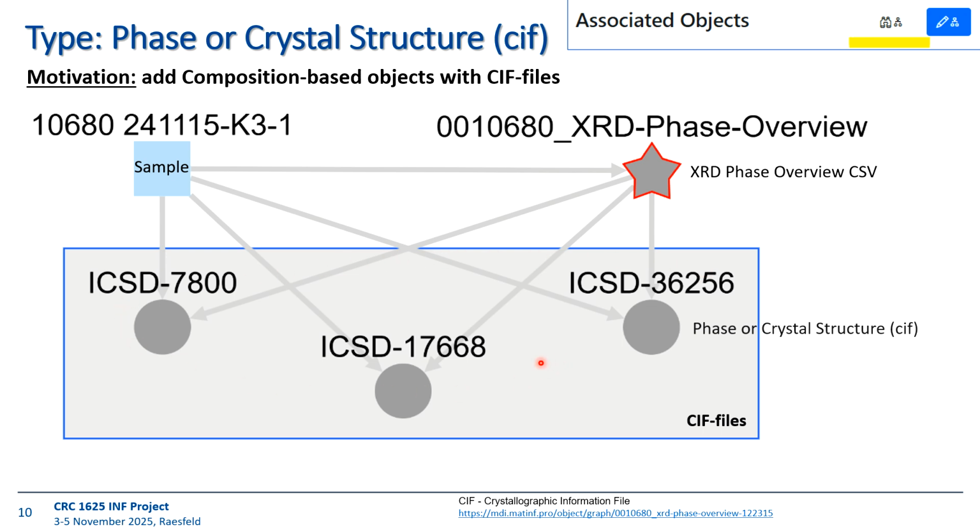In this context, any phase in the RDMS will include the list of all samples in which it has been found, which can be useful for systematizing a phase overview across different materials libraries.